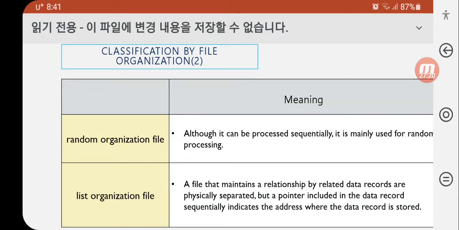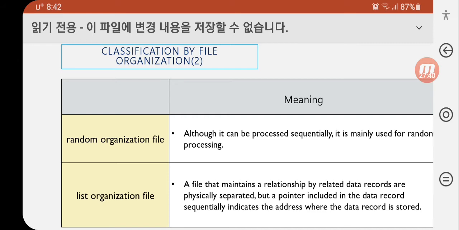Next type of file is random organization file. Although it can be processed sequentially, it is mainly used for random processing.